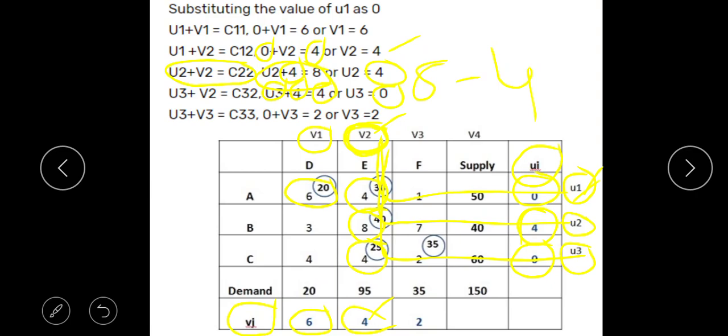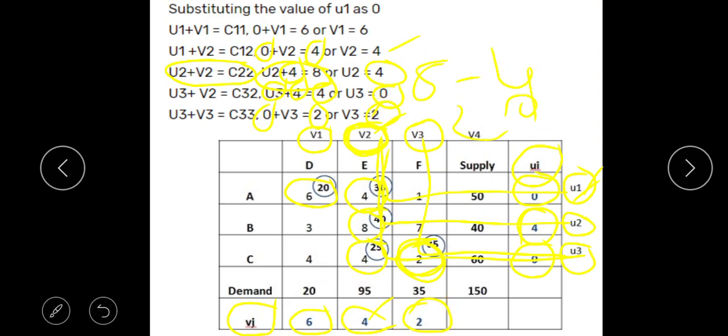And which is the next occupied cell? C33. This is the next occupied cell. What will be the formula? u3 plus v3. The u3 value we already know, it is 0. v3 we don't know, keep it as it is. And the C33 value is 2. You can find it here, the value is 2. So v3 is equal to 2 minus 0. So the value is 2. So write it down here.